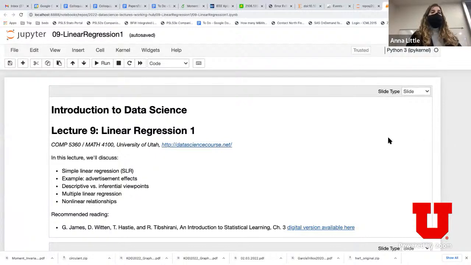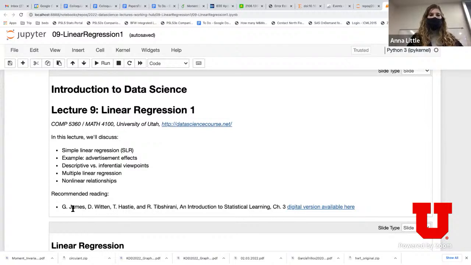Okay. Well, today we're going to be talking about linear regression. So we'll discuss, first of all, simple linear regression, so the simplest case, and then we'll also talk about a descriptive statistics perspective of simple linear regression and an inferential perspective. And then we'll work our way up to multiple linear regression, which is a slightly more complicated model, taking into account more variables, and also nonlinear relationships or interaction effects.